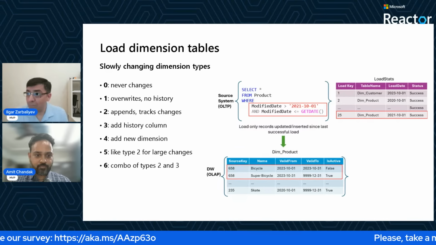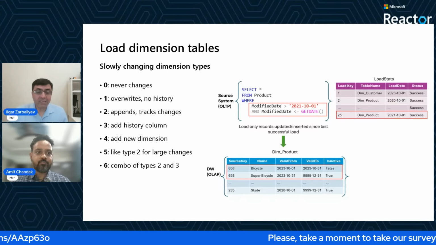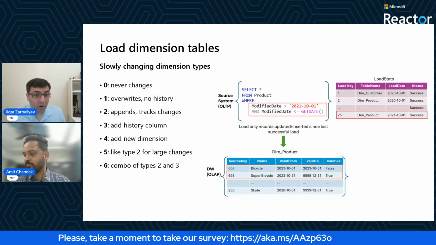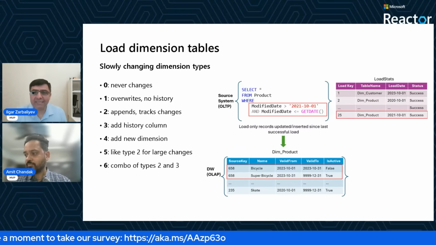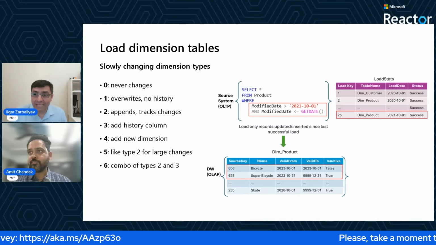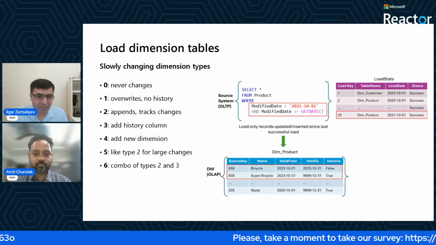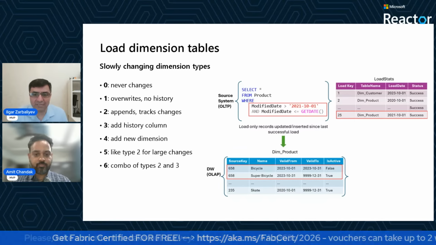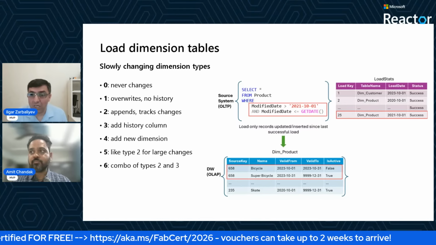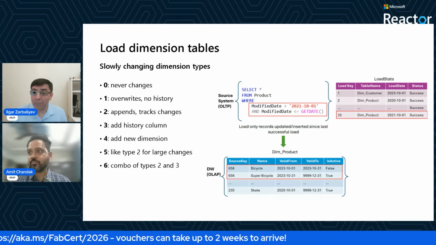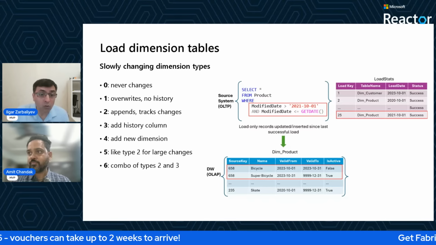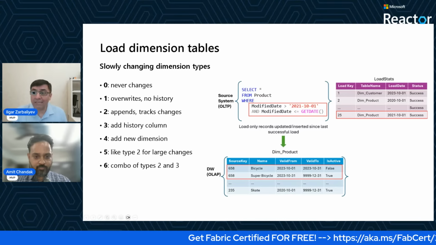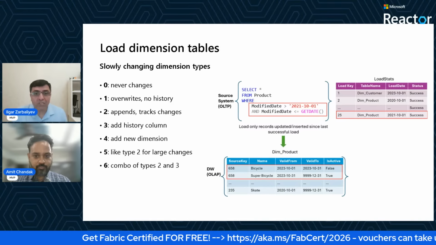Regarding slowly changing dimension types and dimension types, think of a dimension table as the who, what, where, when, and why of your data warehouse. It's like the descriptive backdrop that gives context to the raw numbers found in the fact tables. For example, if you are running an online store, your fact table might contain the raw sales data, how many units of each product were sold. But without a dimension table, you wouldn't know who bought those products, when they were bought, or where the buyer is located. Now, while dimensions provide context, an important question arises.